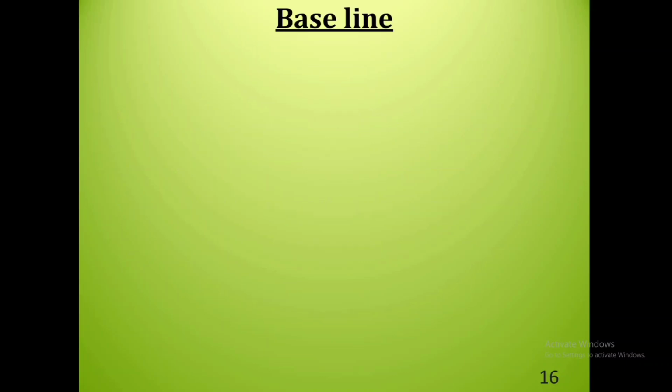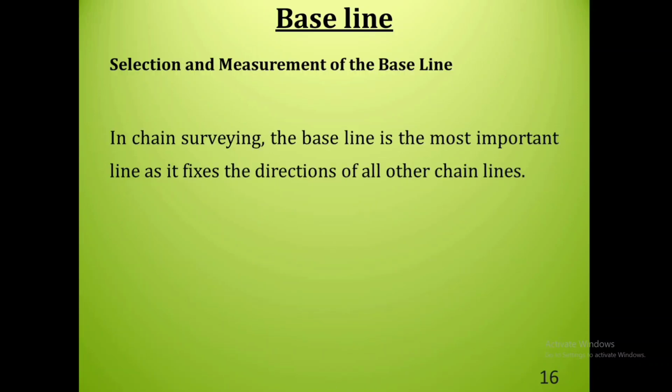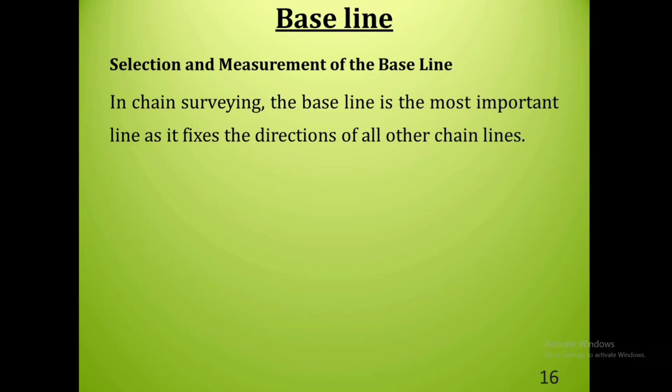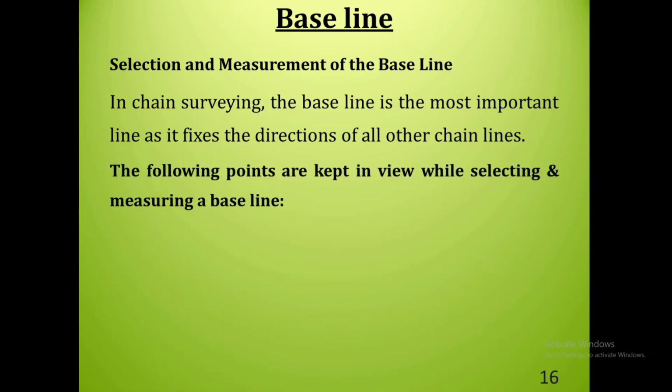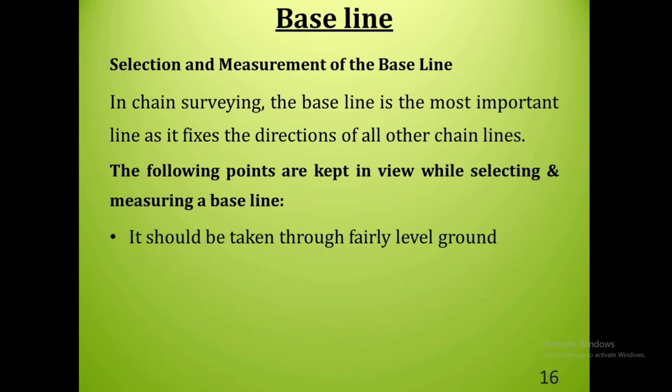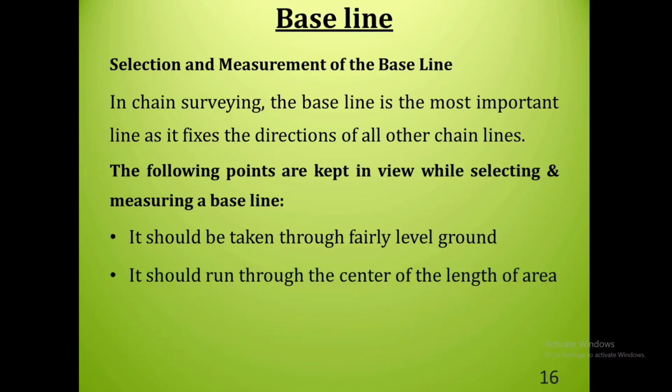Next one is baseline. Baseline is the important survey line because it fixes the directions of all other chain lines. Next, the following points should be kept in mind before selecting and measuring a baseline. The first point is it should be taken through fairly level ground. As I told before, chain surveying is restricted only to fairly level ground. Then it should run through the center of the length of the area. That is, this baseline acts as a framework or the backbone for the various other triangles in the plot. Therefore, it should always run through the center of the area.